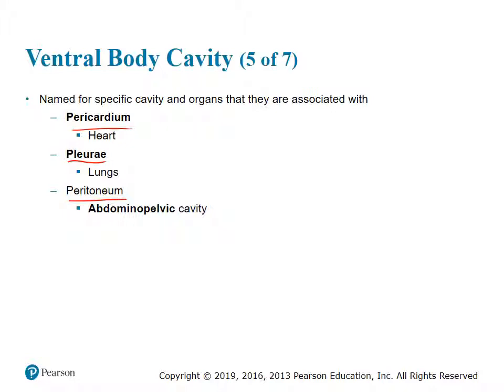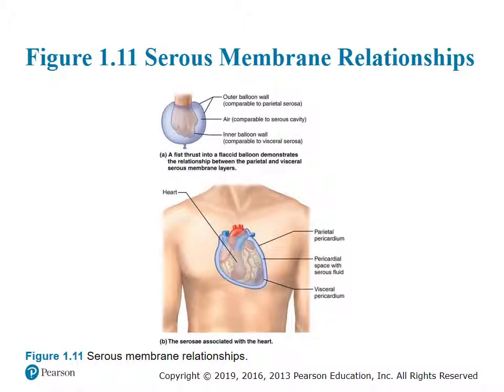The pericardium is the cavity where we have the heart, it holds the heart. The pleura is the cavity that holds the lungs. And the peritoneum is where you have the abdominopelvic cavity. That's where you hold right here. So it's got its 2 layers as well. And so we see this gap right in between that has serous fluid as well.